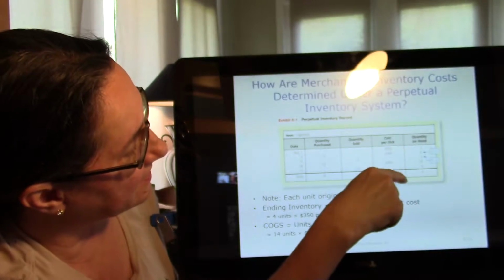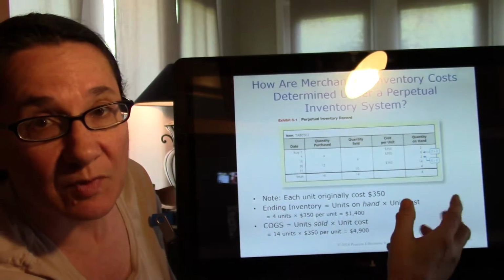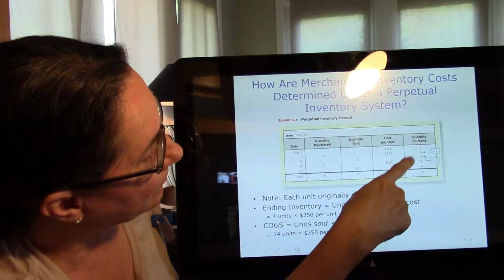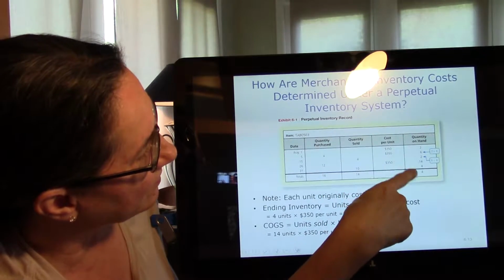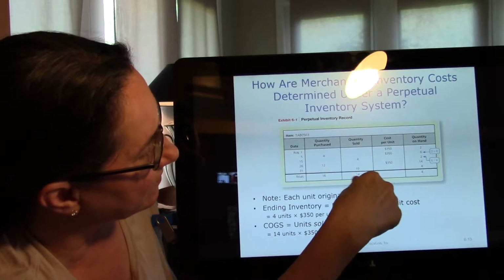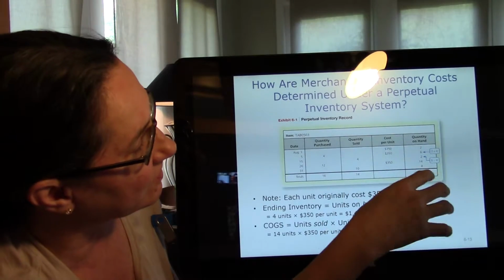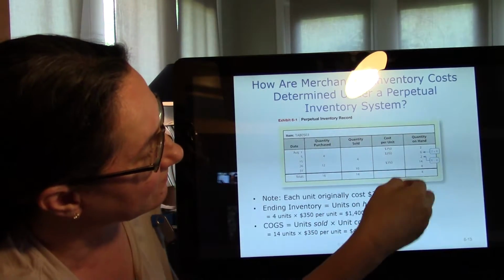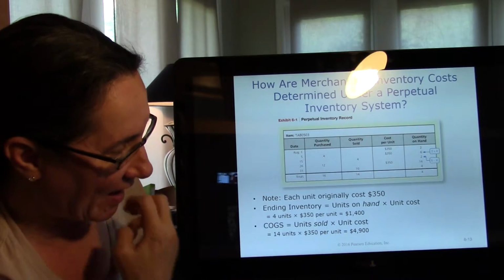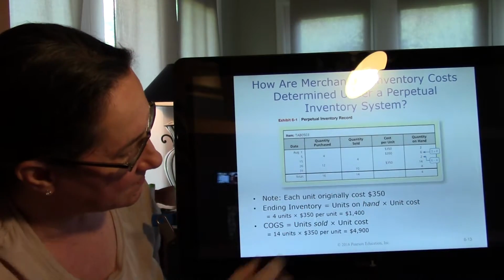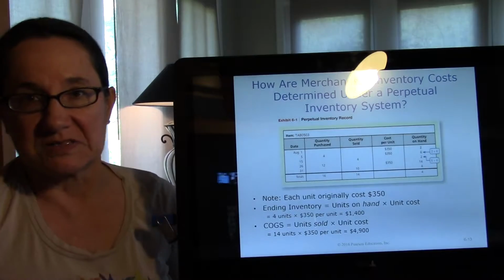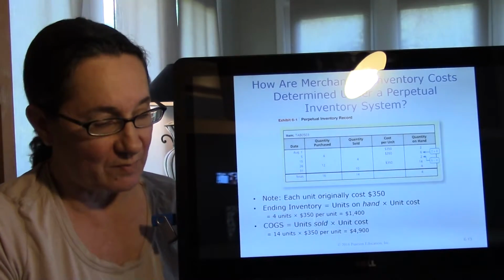So in this example, every tablet we bought cost $350. We purchased 4, we sold 4, we purchased 12, we sold 10. So we purchased 16, we sold 14, we have 4 left in inventory. If we paid $350 for each of them, that's 4 times $350, or $1,400. We know we sold 14, so 14 times $350 is $4,900. So pretty simple. That's what we've been doing.